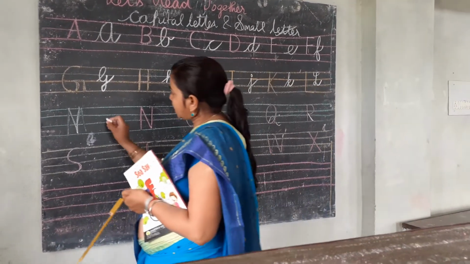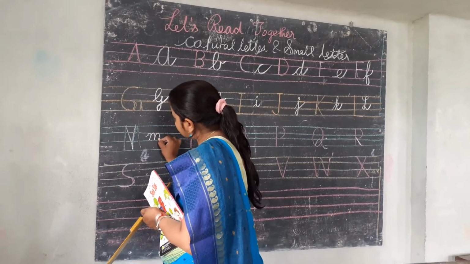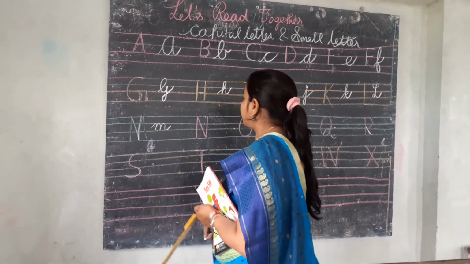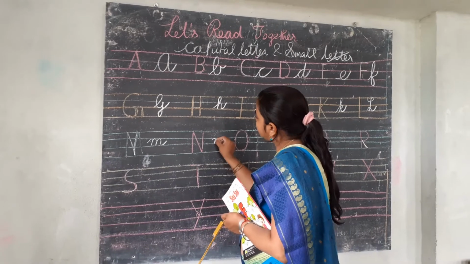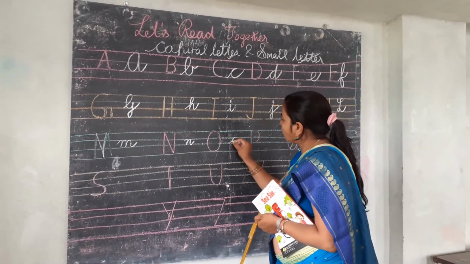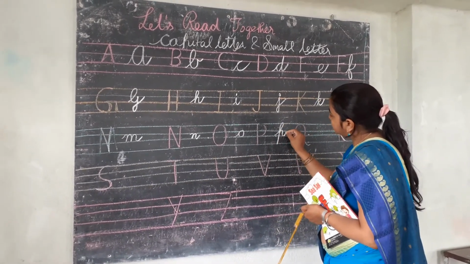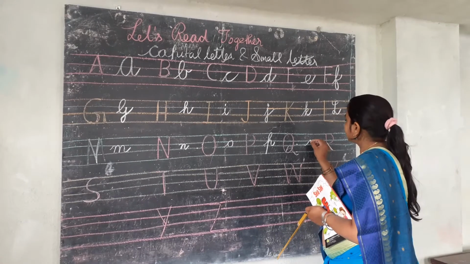And then we have an M. Okay, we'll start it from here. We'll drop it down in the two middle lines. And then we'll take it up. M. And then N also we'll write it down in the middle line and take it up. And then we have an O. And then we have a P. Okay, P.